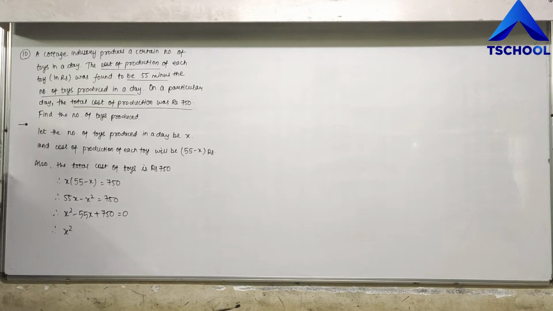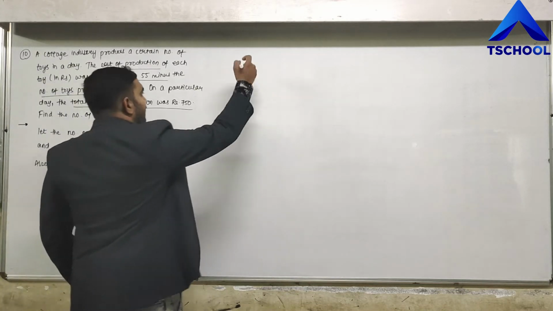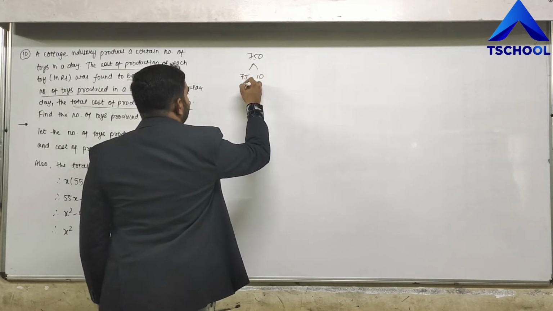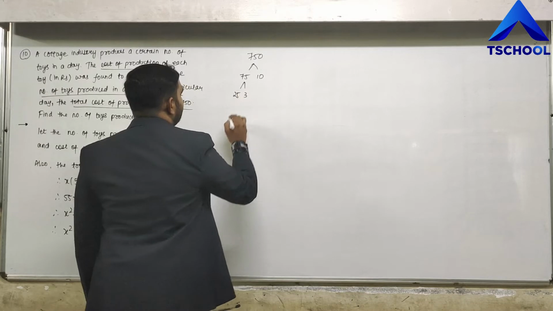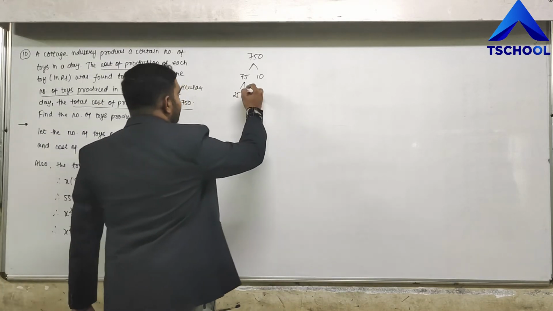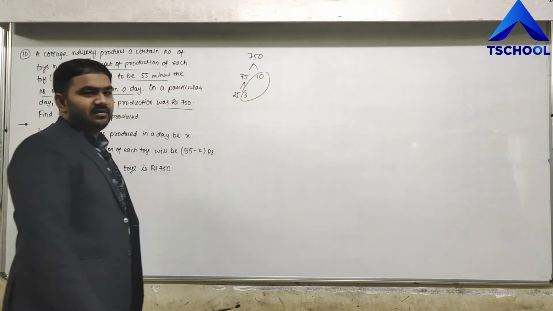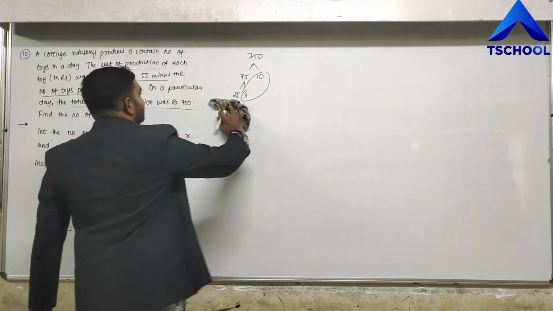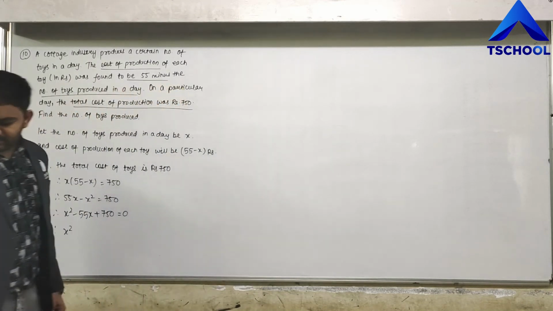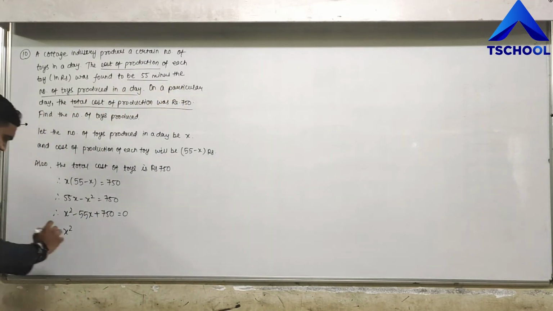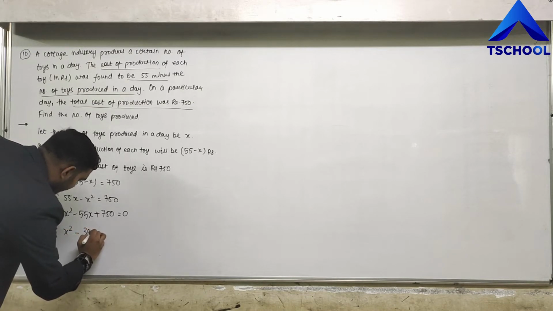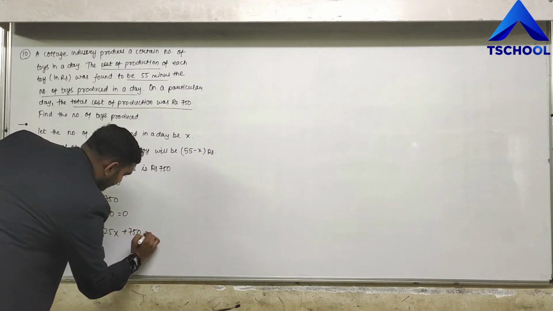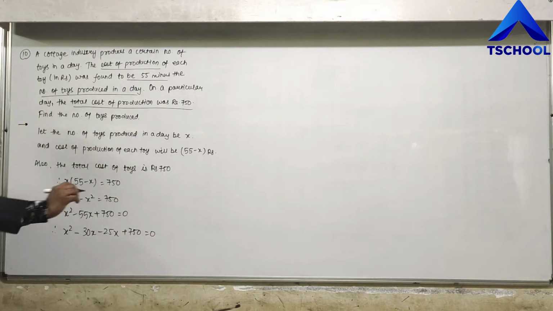So 750, or talk about 75. 750 can be written as, first of all, 75 into 10. 75 can be written as 25 into 3. Note that if I combine both 3 and 10, that becomes 30. 3 into 10 is 30, and 30 plus 25 is again 55, right? So we can say that the factors of 55 here will be 30 and 25. So that is x square minus 30x minus 25x plus 750 is equal to 0, right?